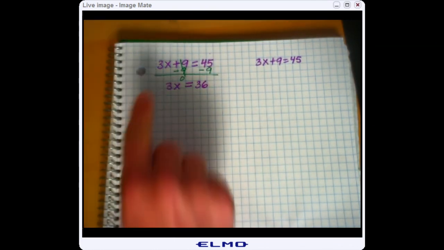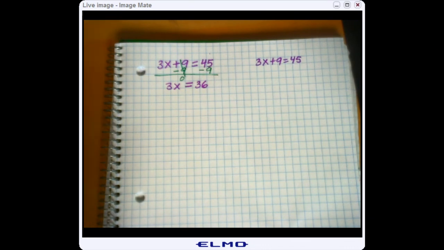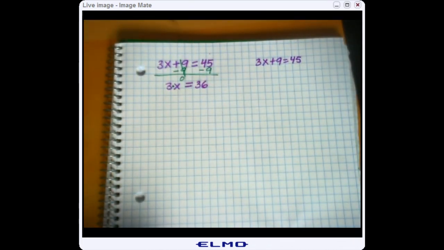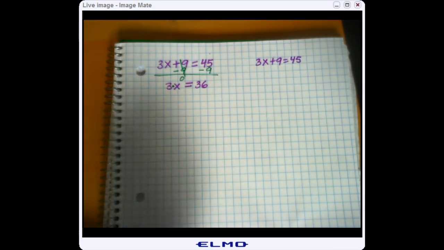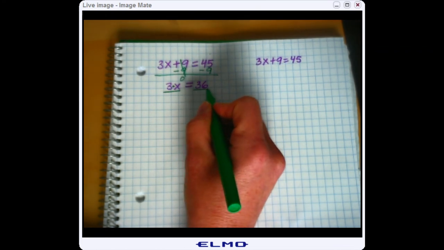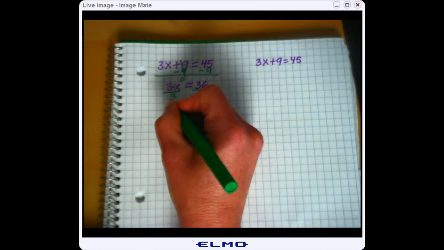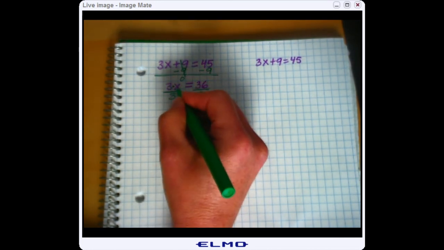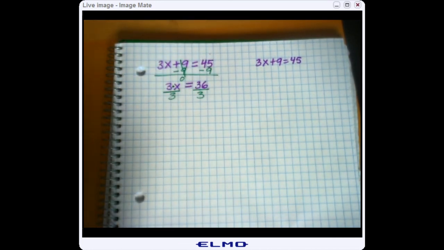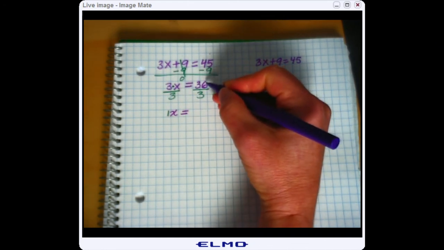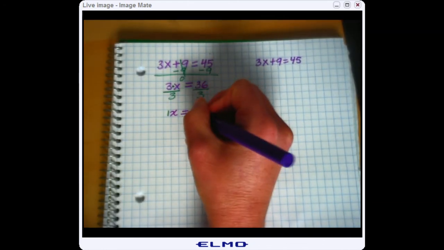And then now that I just have this 3x, there really is an operation in between there. Whenever you have a number next to a variable, that means multiply. So I'm going to do that opposite operation. I'm going to divide. And in math, we can show division with a fraction line. So I'm going to divide both sides by 3. 3x divided by 3 just gives me 1x. So I can put my little 1 there if I want. And then I have 36 divided by 3, which gives me 12.